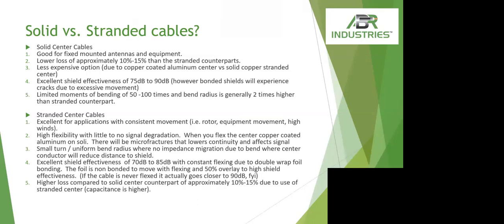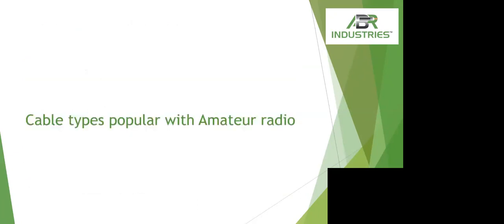Stranded center conductor cables are excellent for applications with constant movement: rotor, wind, high flexing areas. The high flexibility has little to no signal degradation, so you don't have to worry about that when you flex it, in comparison to aluminum. Small turns, easy bend radius, excellent shield effectiveness still, and one of the other things to look at is that even though it can be 10 to 15% higher loss, with a well-matched system, a lot of those losses can be mitigated.